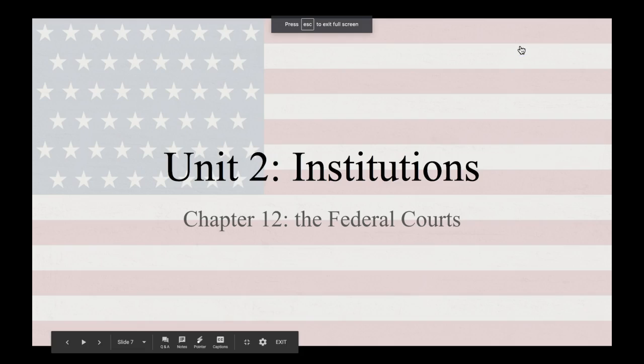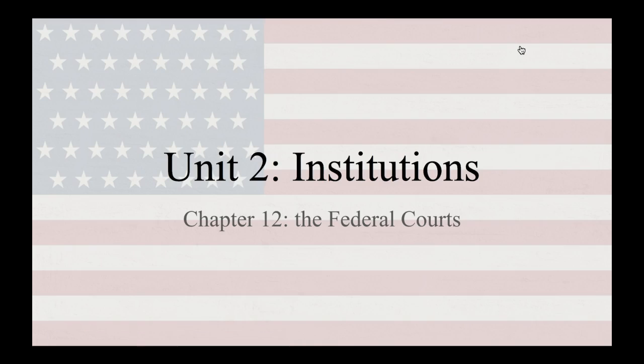Okay, so part two of the federal court system. We're going to be looking at the process of the Supreme Court, how cases get there, what happens after they get there, etc. Then we'll be looking at some of the important key players in a Supreme Court case, and we'll look at judicial philosophy. So, getting right into it, process of the Supreme Court.